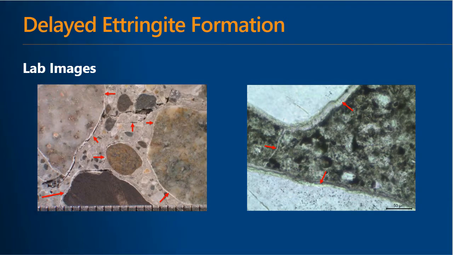what's causing the expansion. It's really ettringite that's growing within the cement paste that might be too small for us to see optically that's causing the expansion. And then when moisture gets into the concrete, the ettringite is dissolved and reprecipitated into the void space and the cracks that are around aggregate particles.